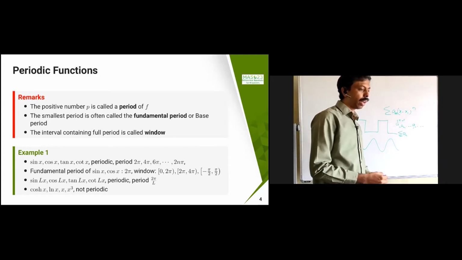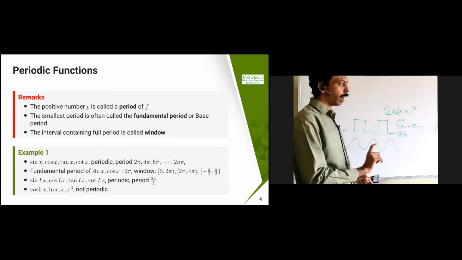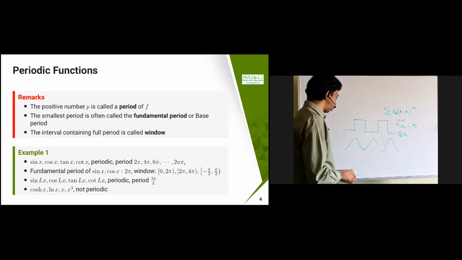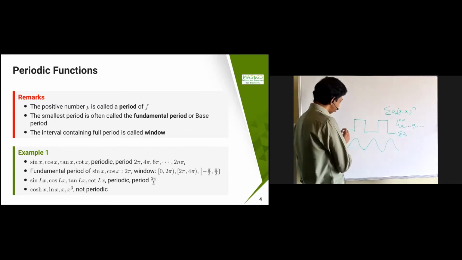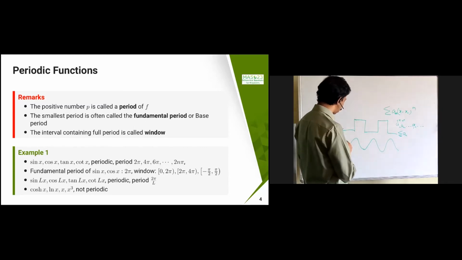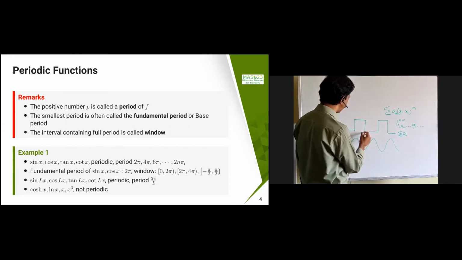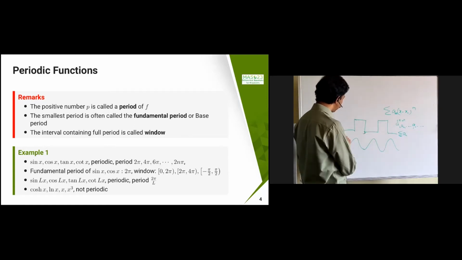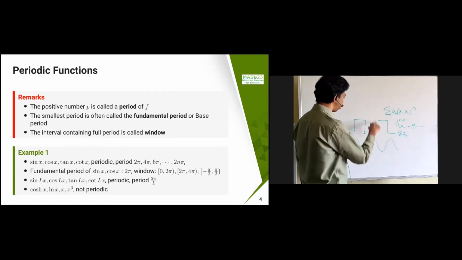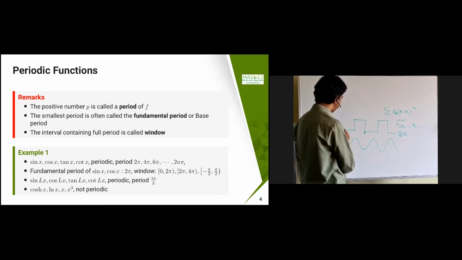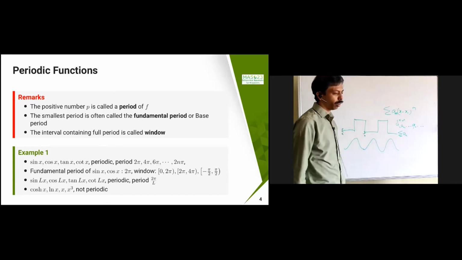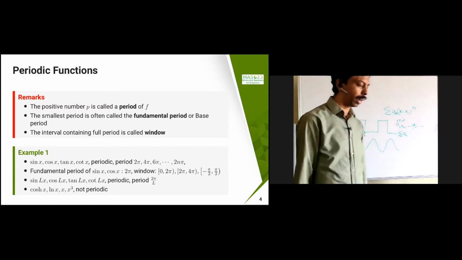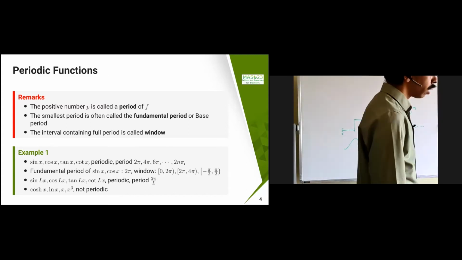And then we have the interval. For example, if you take this interval, from here to here, then it is going to repeat again. The same pattern is going to repeat. So this interval, let's say AB, is called my window. The interval containing a full period is called a window.